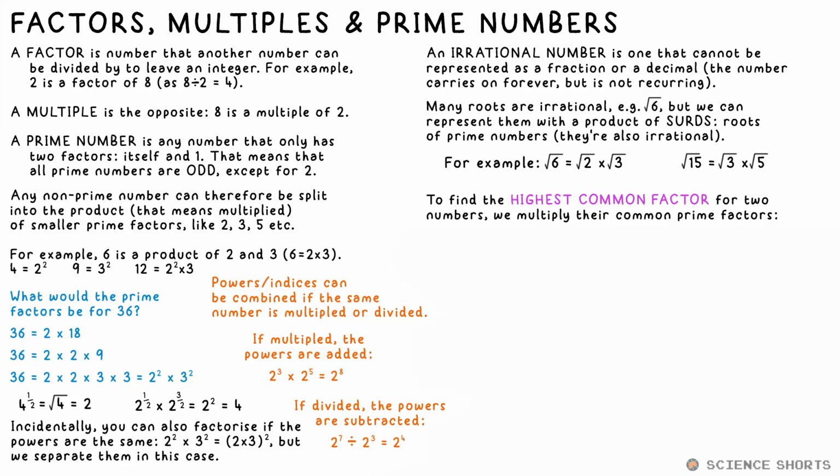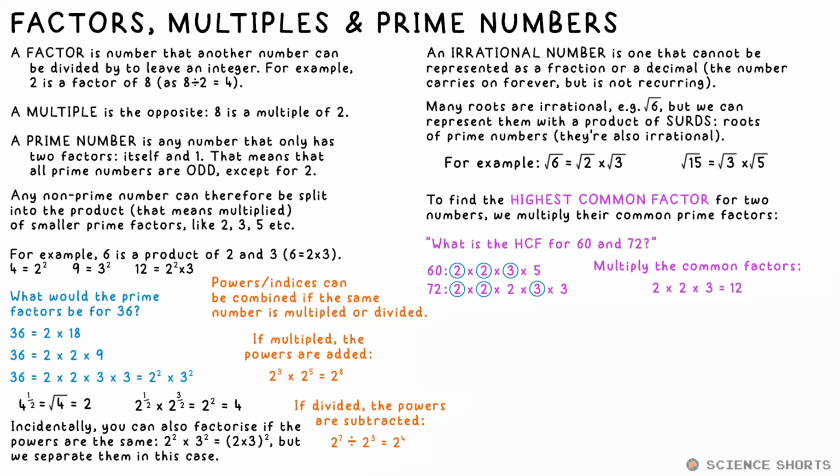The highest common factor for two numbers is found by multiplying the common factors, that is, the prime factors they both have. So what's the highest common factor for 60 and 72? Their prime factors are 2, 2, 3 and 5 and 2, 2, 2, 3 and 3 respectively. So the common factors are 2, 2 and 3. Multiply them together and we get 12. That's our highest common factor.